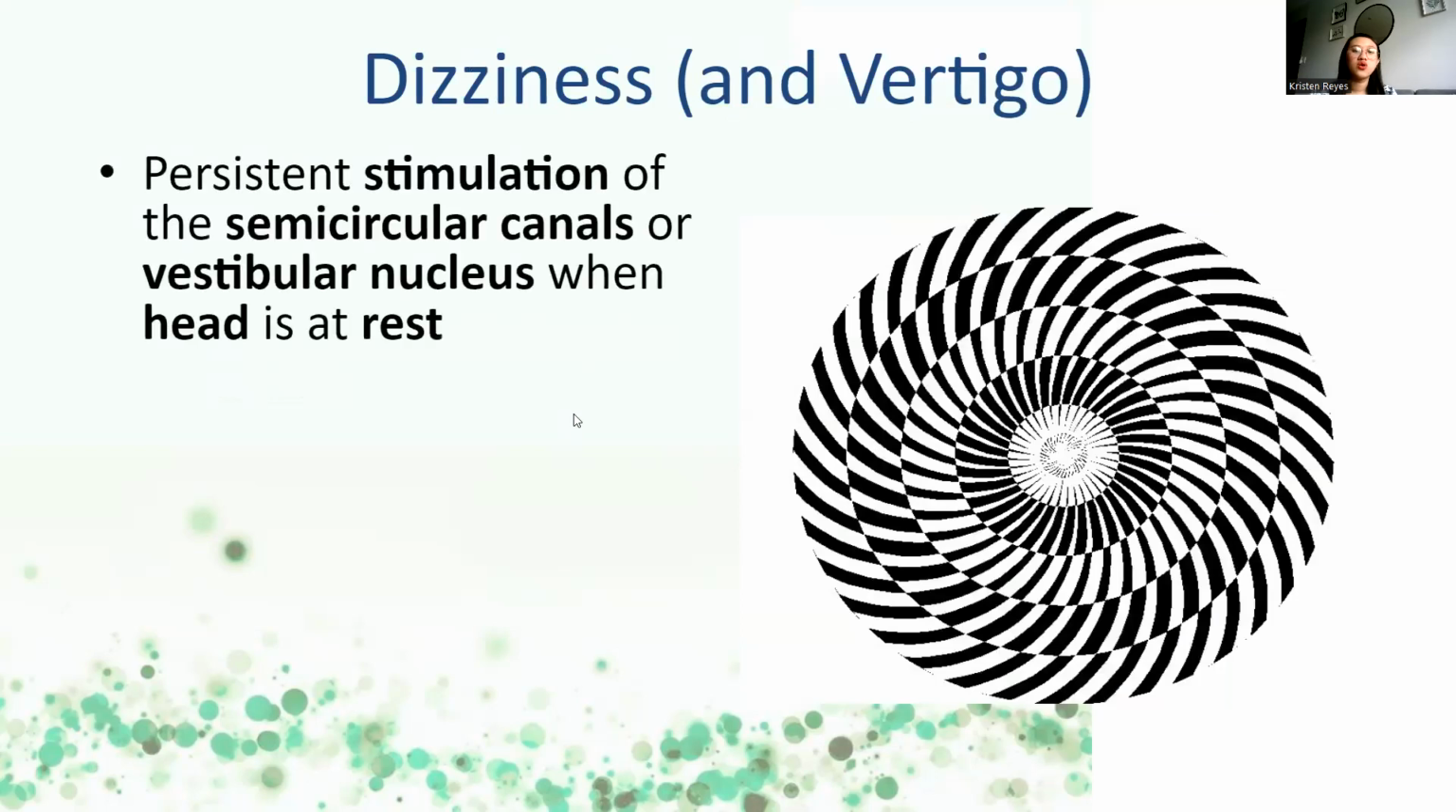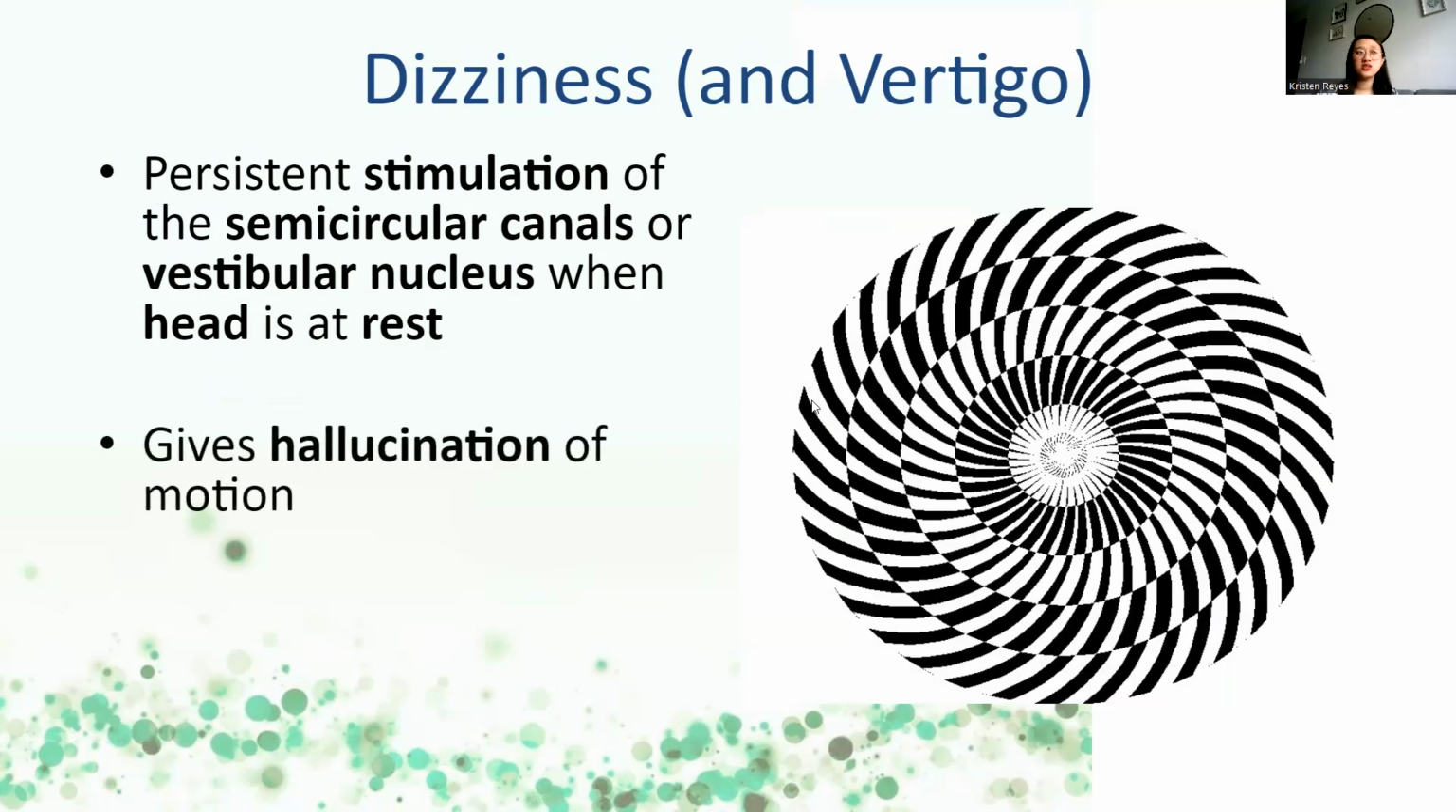So this is dizziness and vertigo. The definition is persistent stimulation of the semicircular canals or vestibular nucleus when the head is at rest. Meaning the patient is at rest, the patient is not moving, but it is as if the patient is spinning. That spinning motion also gives a feeling of hallucination. So parang ang mga patient na nagdi-dizziness and vertigo, ang sinasabi nila is, as if the room is spinning around them, even though they are just seated down or standing straight, okay? Not spinning at all.